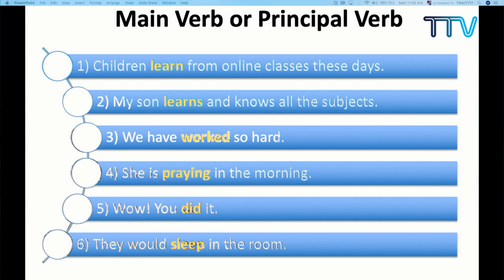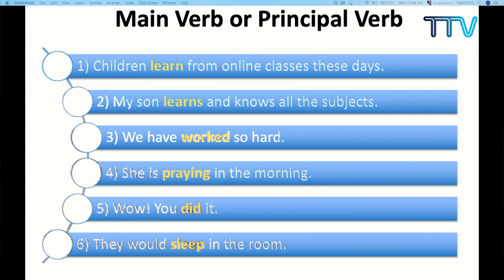In the morning session, we have done the 8 parts of speech. So I've tried my best to remind you of one of the parts of speech. Do you remember what type of sentence this is? Wow, you did it. Here I've used the part of speech interjection. Wow, there is some kind of emotion. Did you understand? So these are main verbs.